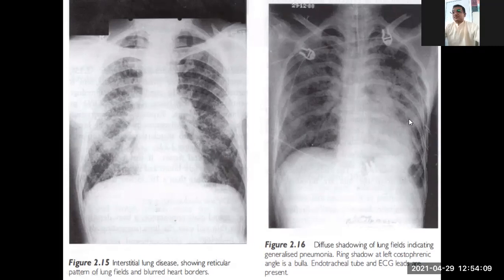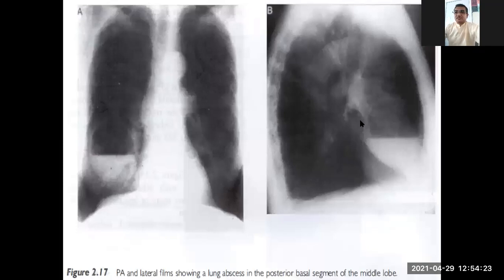Yes, this is left side pneumonia. Sometimes bullae, ECG leads, you can see wires. Fine. You can see abscess. This is a typical one.